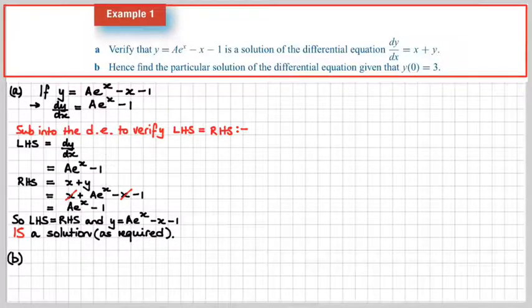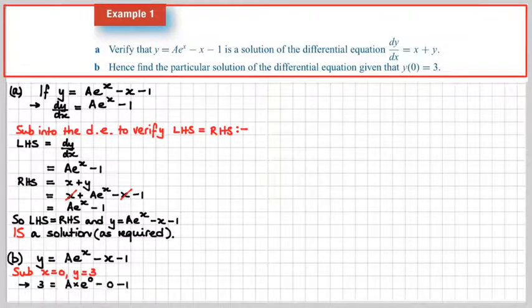Now part B for you and me. What are we going to show here? Hence find the particular solution of the differential equation. Well, we know that y equals A e to the x minus 1. Now, this A is a beastie that we've got to sort out here, because that's just a constant. And if we can substitute the value of whatever they just told us, what was it? When x is 0, y is 3, well, we can then put the x value here and the y value there, and then A will be all that's left that's unknown, and we can work it out.